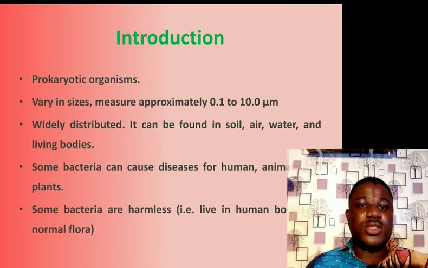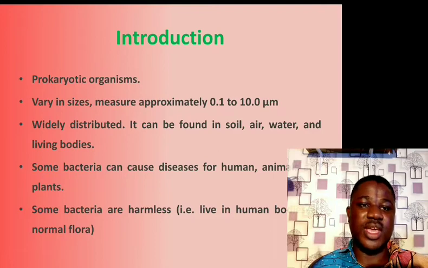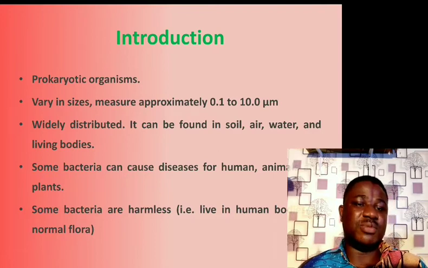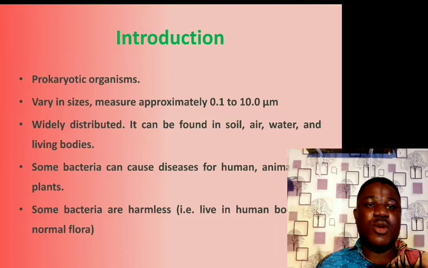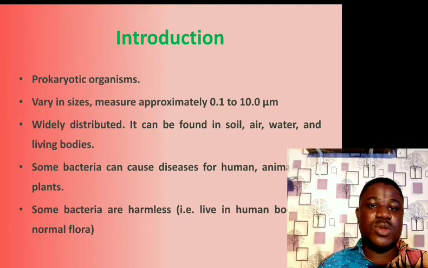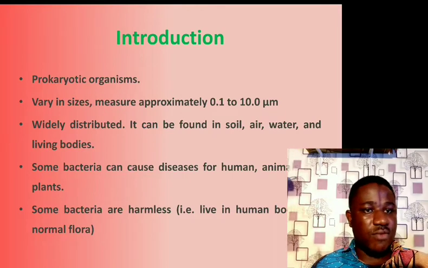So let's look at the introduction. Prokaryotic organisms are organisms that do not have a definite nucleus, and so basically these are bacteria. They have nuclear material scattered within their cytoplasm with no nuclear envelope. Their sizes will vary, but approximately they will range between 0.1 micrometers to 10 micrometers. They are ubiquitous. They can be found everywhere, in water, in the soil, in the air. They are all around and can live in diverse places.